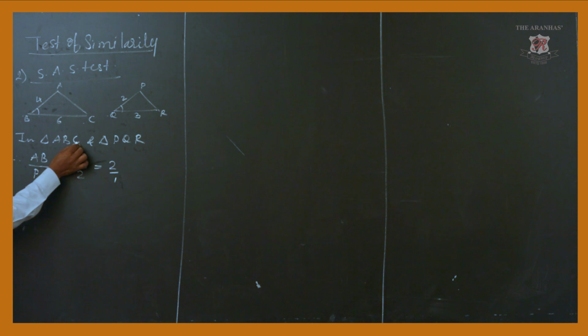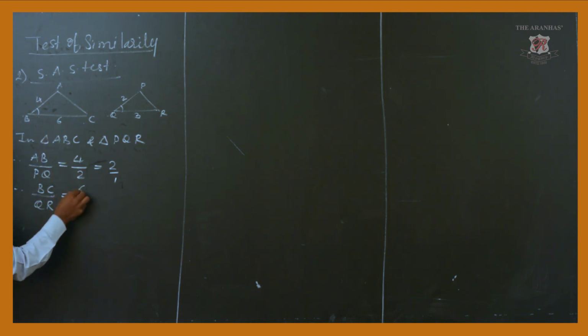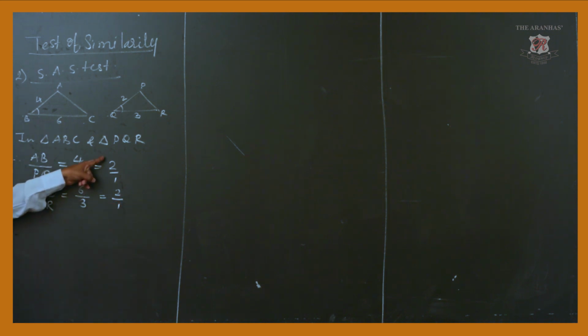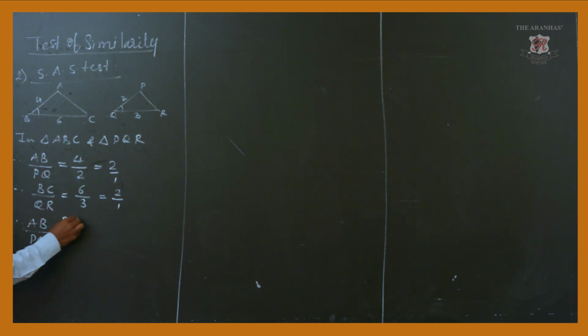The second corresponding side is BC upon QR, whose values are given, 6 upon 3. Look here also, the same thing, 3 and 6 are both divisible, so 3 twos are 6, 3 ones are 3. The lowest term of the ratio is 2 upon 1. This means these two ratios are equal to each other. We can write AB upon PQ is equal to BC upon QR. These two ratios are the same.